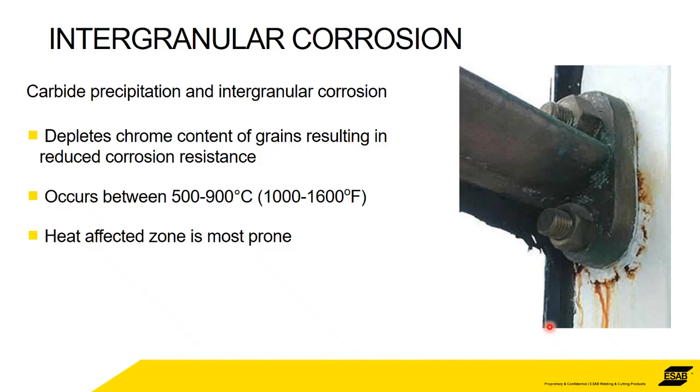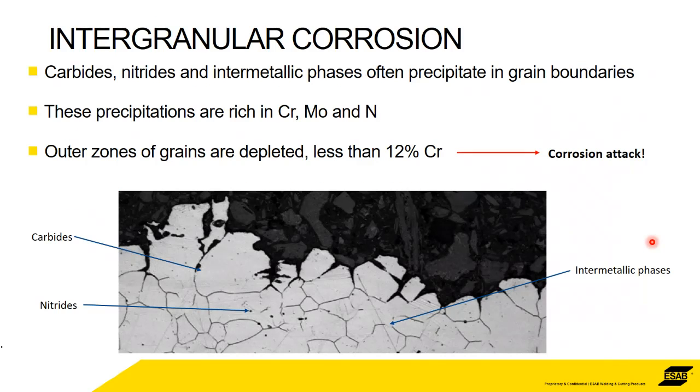Granular is due to carbide precipitation. So because of the nature of the components within the stainless steel, it's a phenomenon, a reaction that occurs between these temperatures, 500 to 900. That means the heat affected zone are the areas that are most prone. So the carbides, nitrides, intermetallic phases, they precipitate, they grow at these grain boundaries.